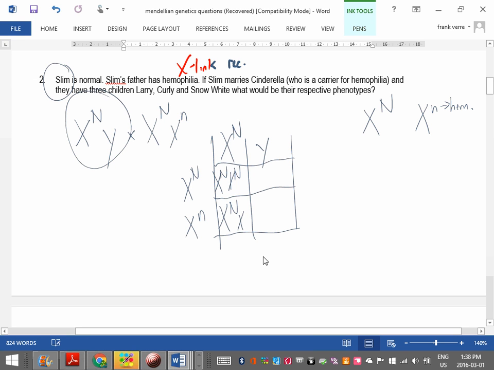Sorry, little n. So what is she? Carrier, but normal, right? So we have two normal females, this normal male. Okay, so Snow White must be normal. She has to be normal. But she also might be a carrier. Not will be, might be. 50% chance, right, that she's a carrier. Okay.